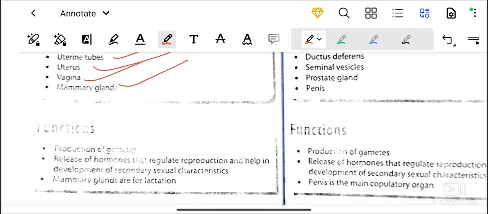The functions are production of gametes, release of hormones that regulate reproduction and help in the development of secondary sexual characteristics, and mammary glands for lactation.